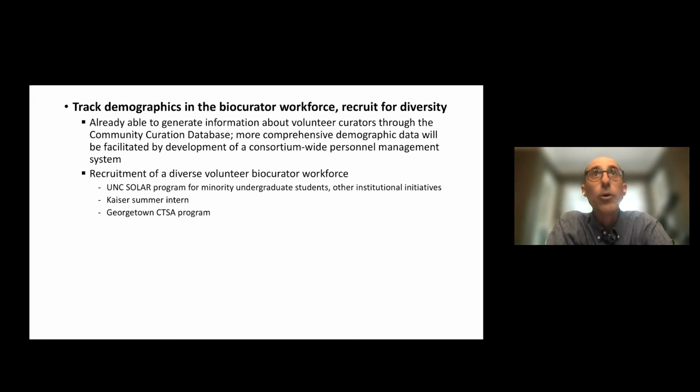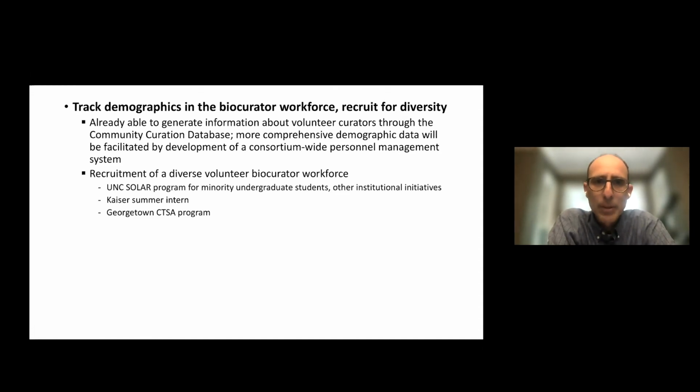I think we know the count, but we don't have a good sense of demographics. One thing we'd like to do is develop a consortium-wide personnel management system that would give us an opportunity to look at those aspects of ClinGen, look for opportunities to improve, and also see whether an implementation is having an effect. So we'd like to get baseline information about the demographics across the consortium, and then ideally set goals for ourselves, all of us across the consortium, over the next phase of the project.